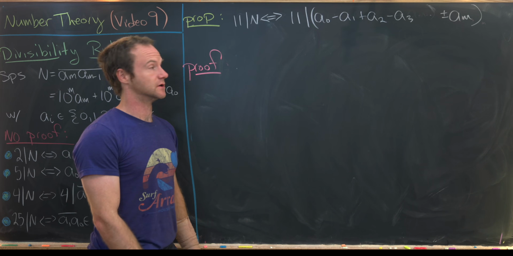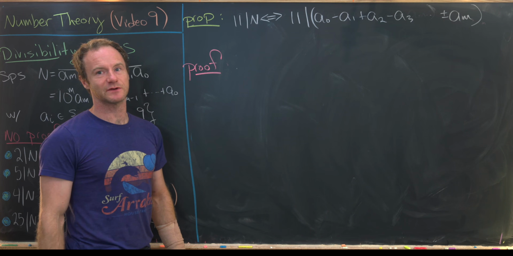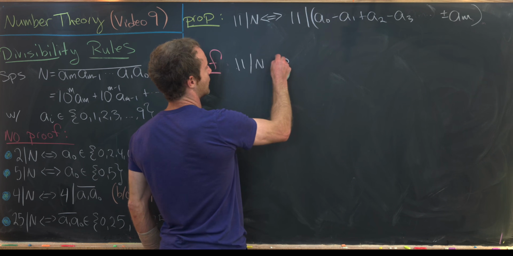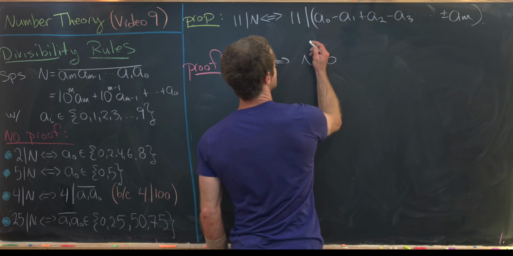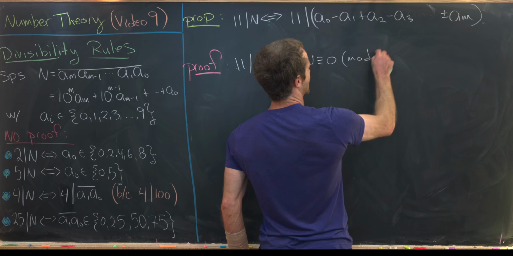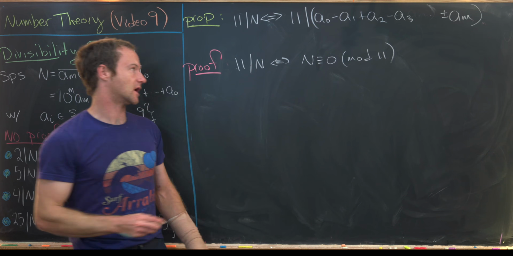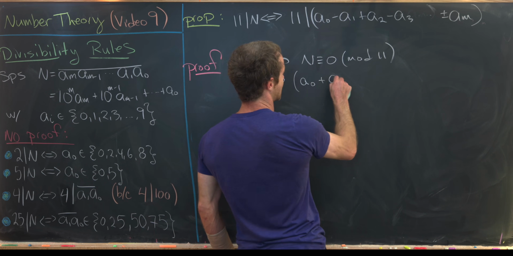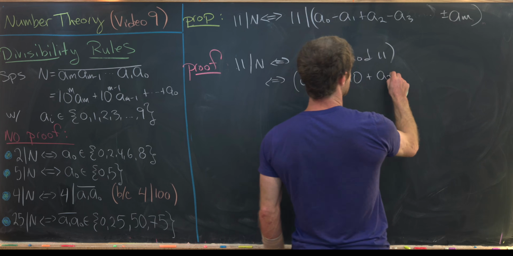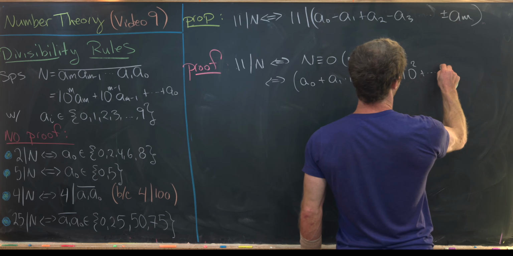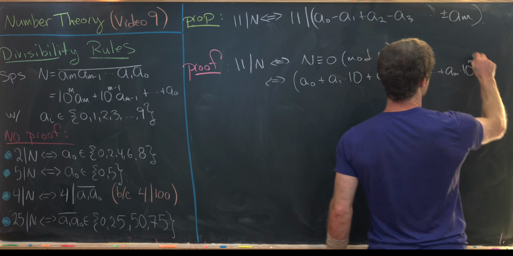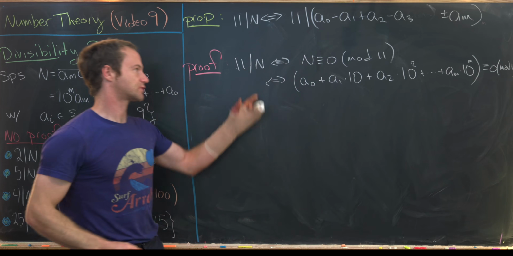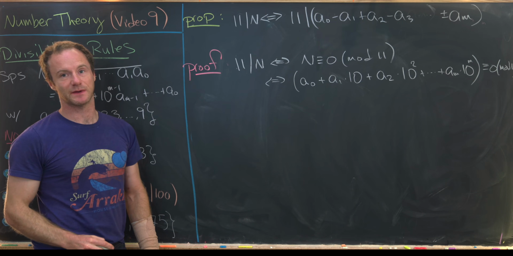Okay, well, let's see how this goes. It's going to go pretty much the same as what we saw before. So let's notice that 11 divides n if and only if n is congruent to 0 mod 11. So that's just by the definition of congruence mod 11. But that's if and only if a0 plus a1 times 10 plus a2 times 10 squared all the way up to am times 10 to the m is congruent to 0 mod 11. Again, I've just replaced n with its base 10 expansion.